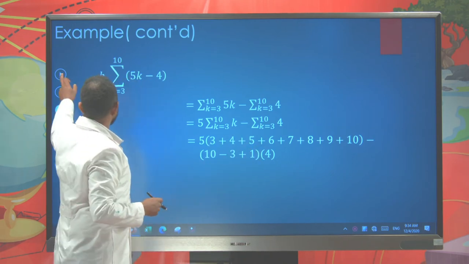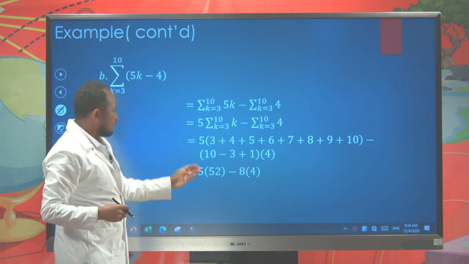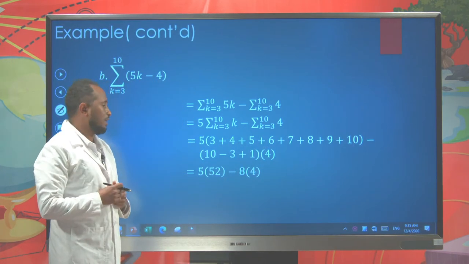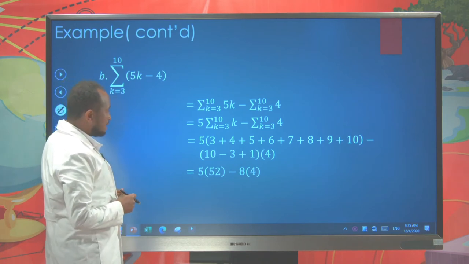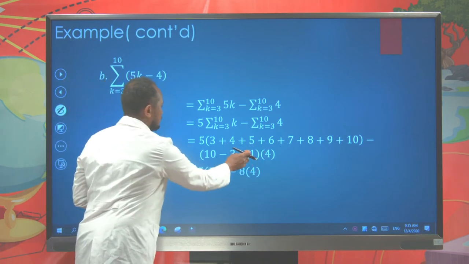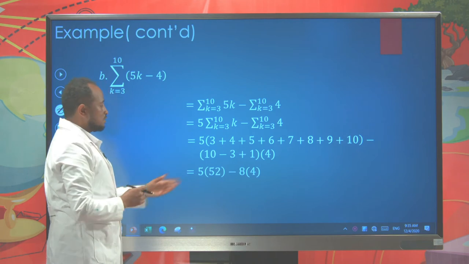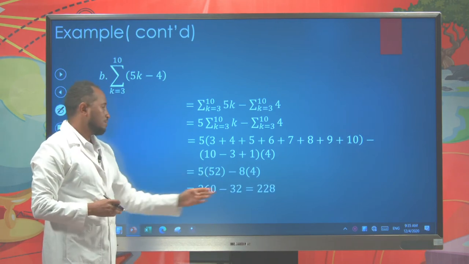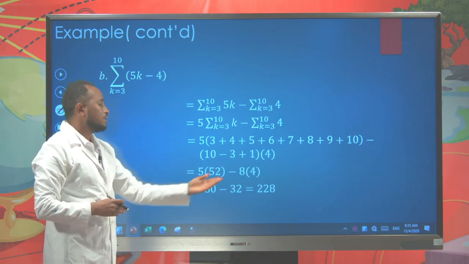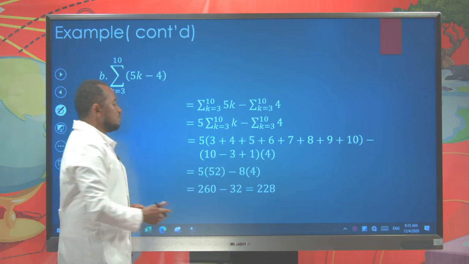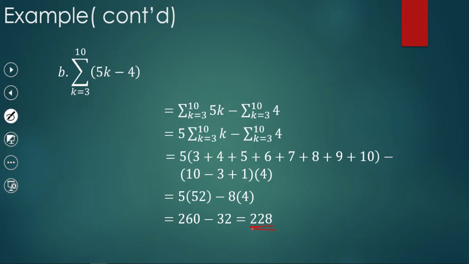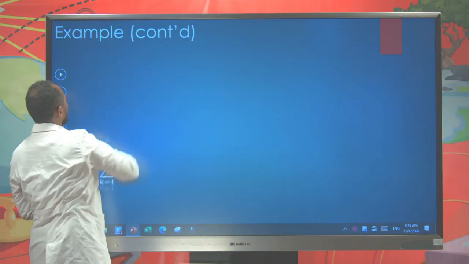So simply it is 10 minus 3 plus 1 times 4. So the result will be 5 times, if you add these numbers, you get 52. You can check at the end of the lecture. Minus 4 times 8. So the result is 260 minus 32. The final answer will be 228. Now, let's continue to the third example.